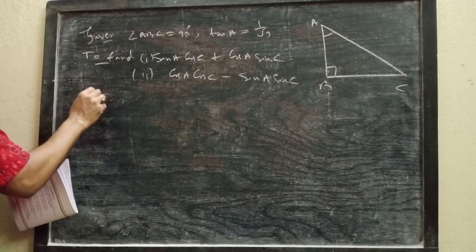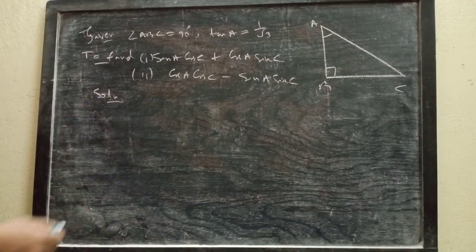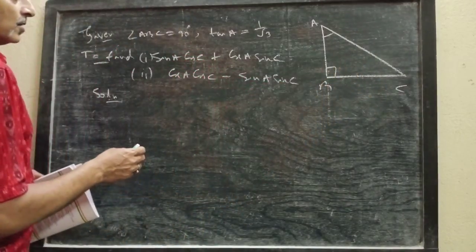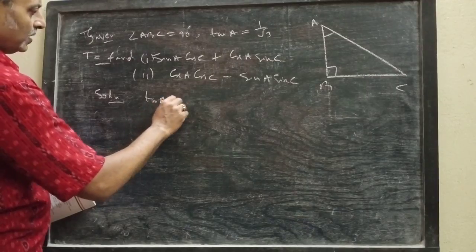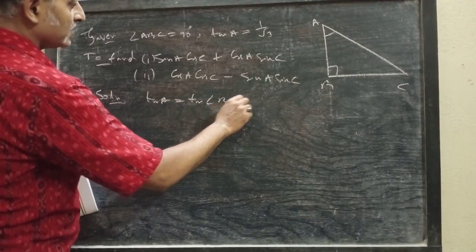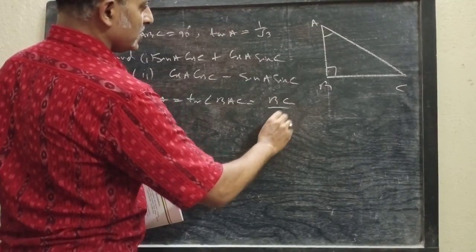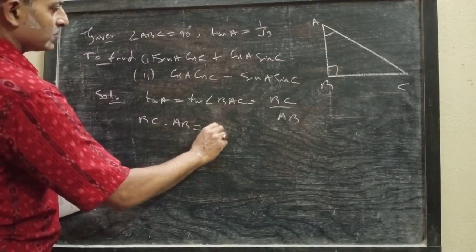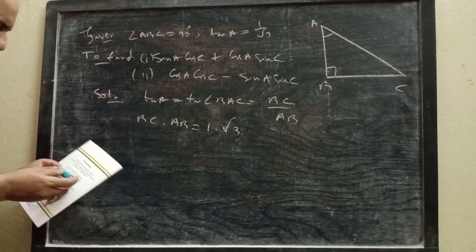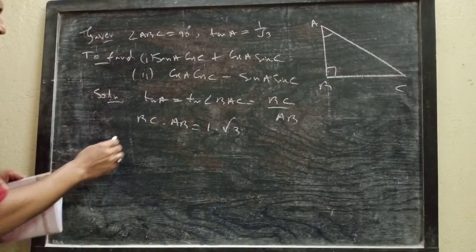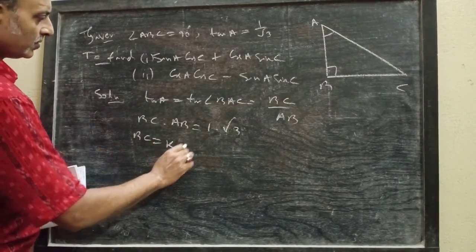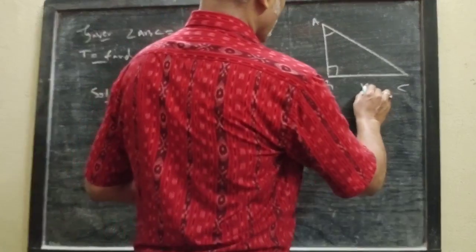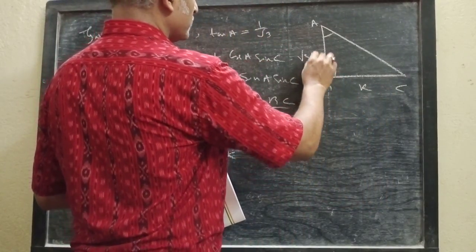Solution. We have tan A is 1 by root 3. So with respect to this angle, this is perpendicular, this is base. So tan A, that is tan of angle BAC, is BC by AB. According to the question, BC is to AB is 1 is to root 3. So let BC equals K and AB equals root 3K. Write this here. BC is K and AB is root 3K.